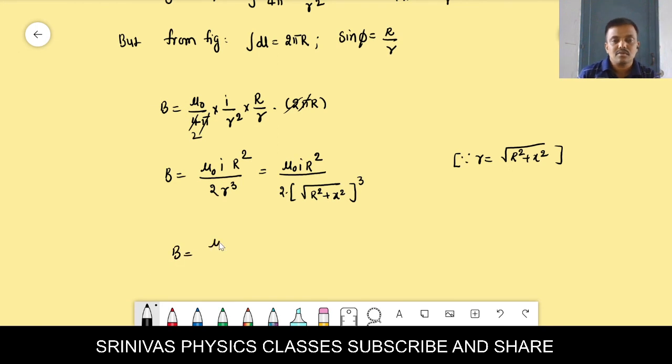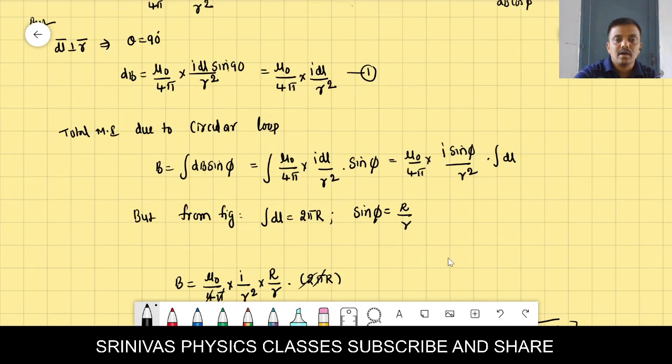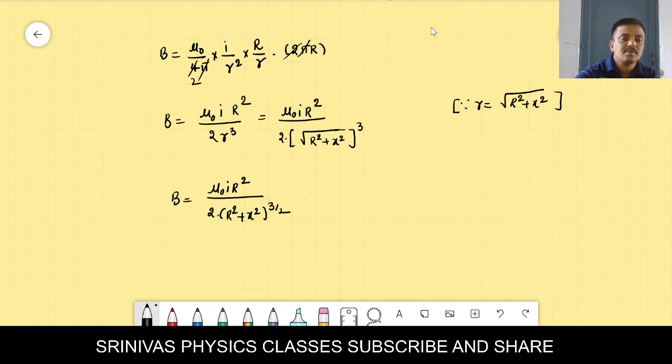Now mu naught I r square by 2 of this one, we write as r square plus x square whole power 1 by 2. Root we can write as whole power 1 by 2, whole power 1 by 2 whole power 3. We will get like this, r square plus x square whole power 3 by 2. This is the magnetic induction due to a circular current carrying loop on its axis. This we can take as equation 2.